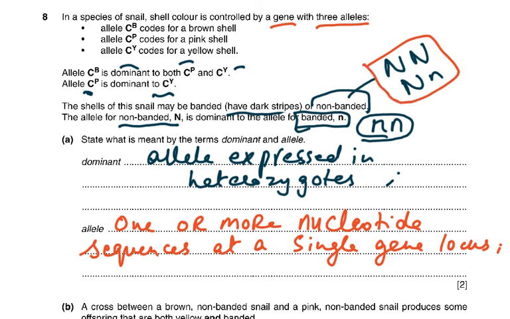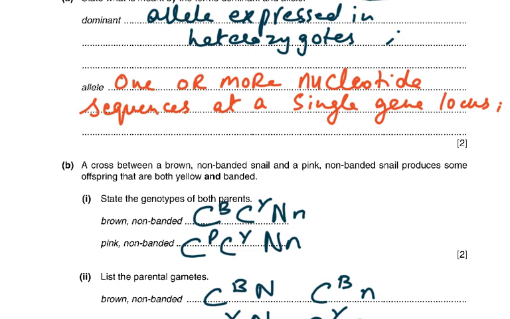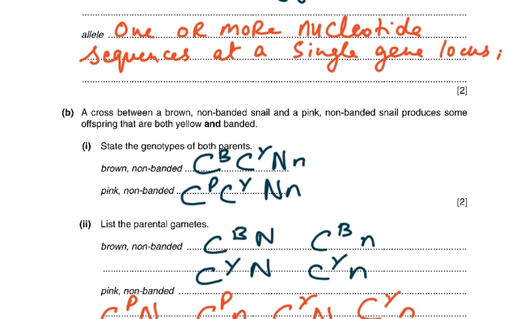State what is meant by the term dominant allele, the direct question: an allele expressed in the heterozygote. And what is the definition of allele? One or more nucleotide sequences at a single gene locus. I think that's a very good definition. And then it says a cross between a brown non-banded and a pink non-banded snail. If they're both non-banded, then of course we had this. The cross produced some offspring that are yellow and banded.